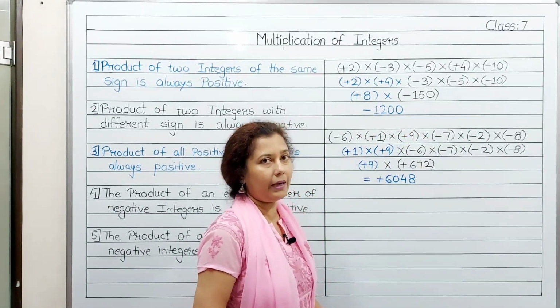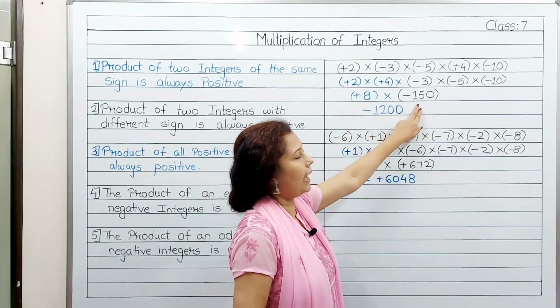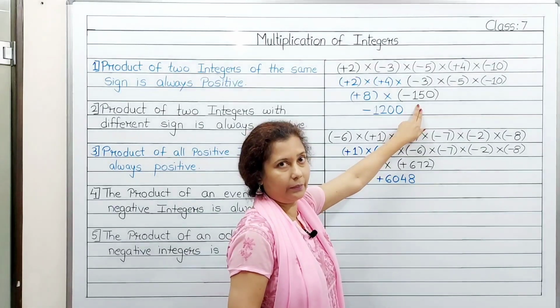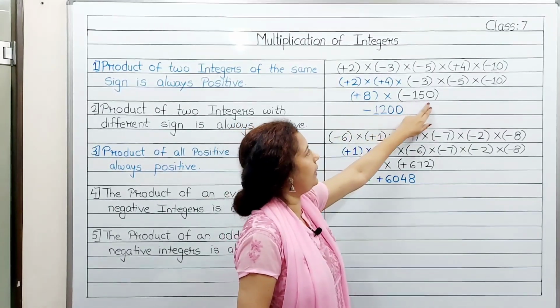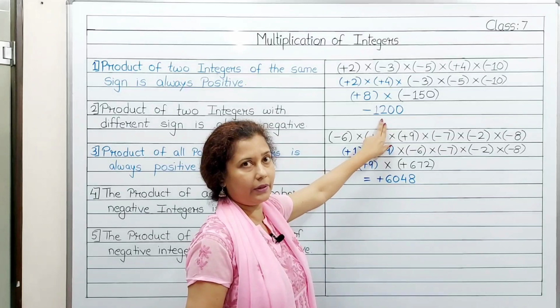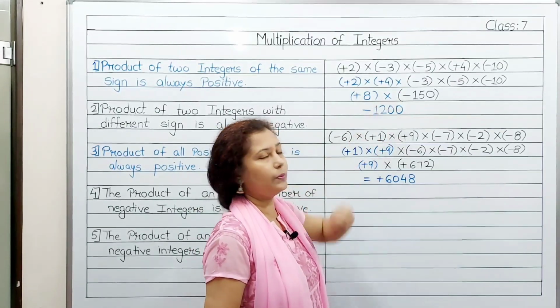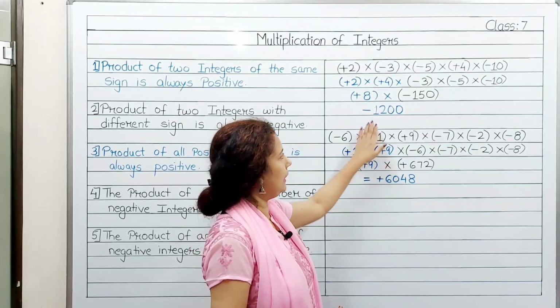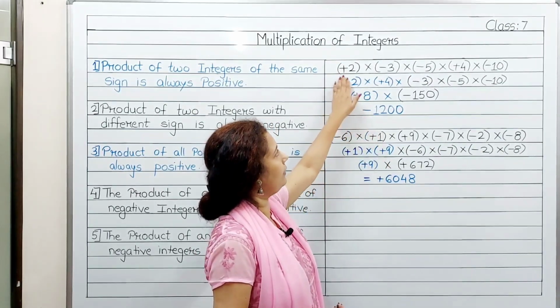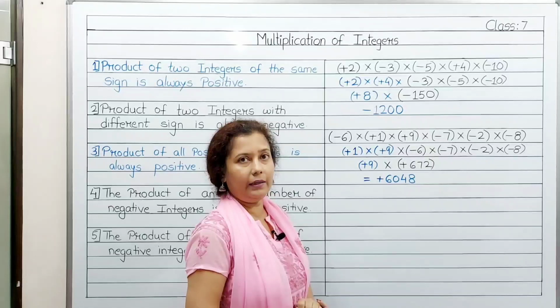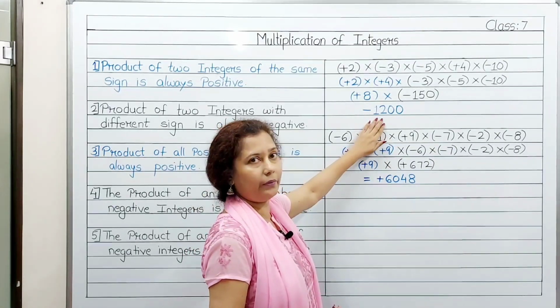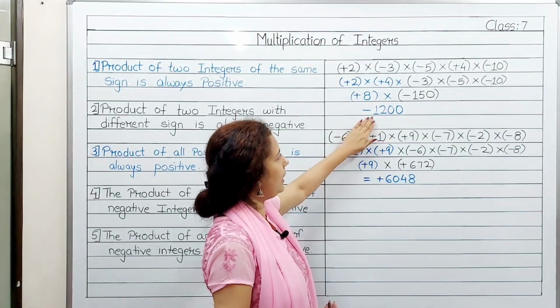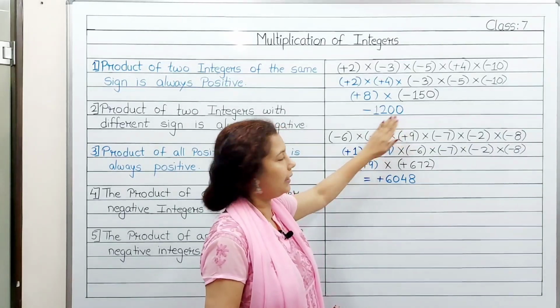Finally we will multiply plus 8 and minus 150. So 8 into 150 is 1200. Both the integers have different signs, so the product will be negative. So here when we multiply these integers, the final product we get is negative, that is minus 1200.